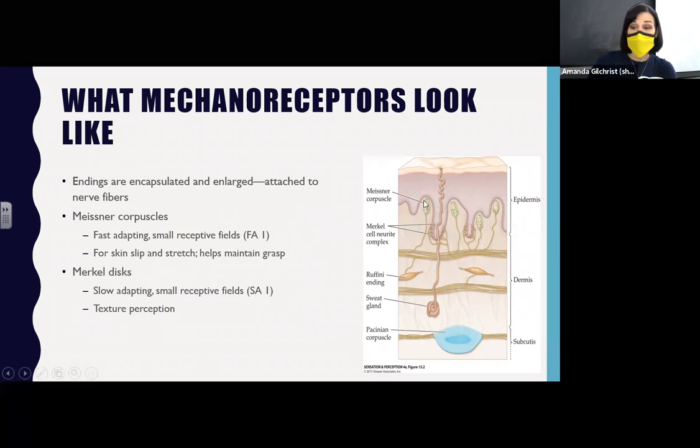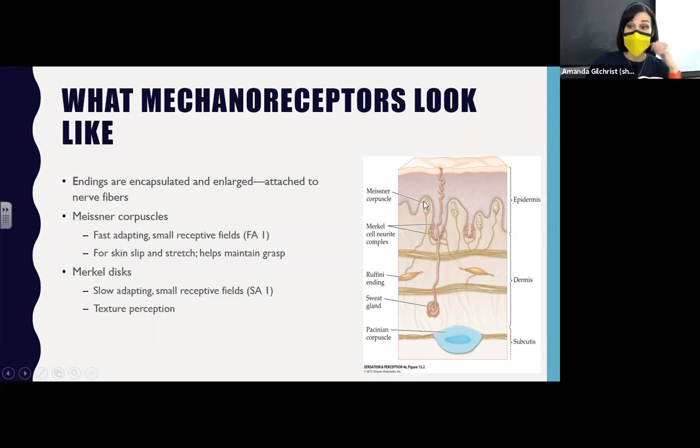So these are basically your dendrites, and they're encapsulated within this little shell. Notice that the dendrites are basically embedded within these little capsules here, for example, in this Pacinian corpuscle. Here we have our epidermis, which is the outer layer of our skin. We have the dermis, which is our middle layer, and then we're starting to get into what we call subcutis, or the subcutaneous area. So we're going to start by talking about these.